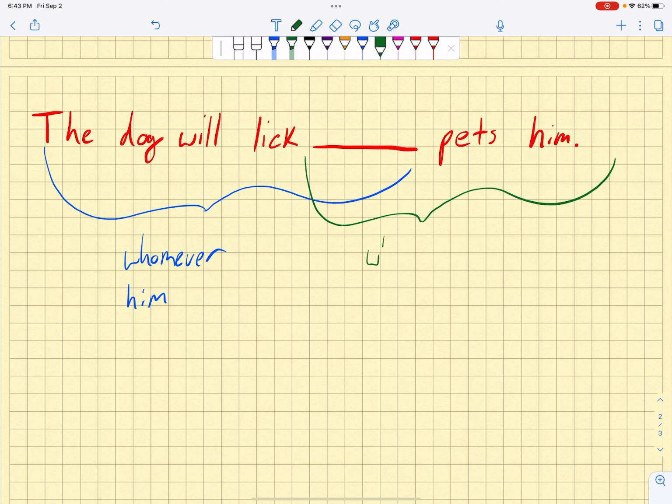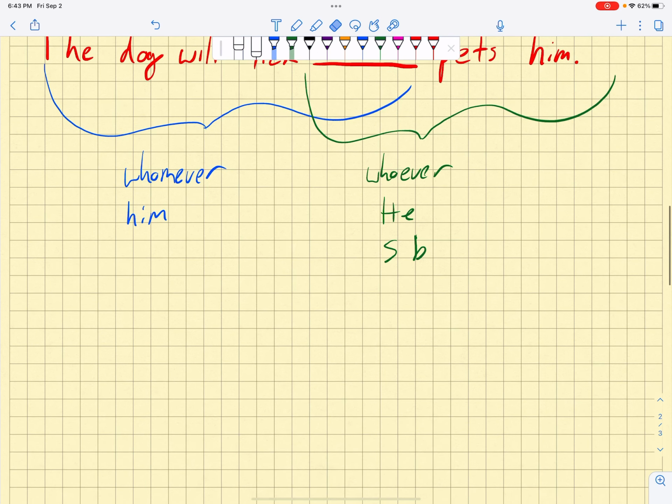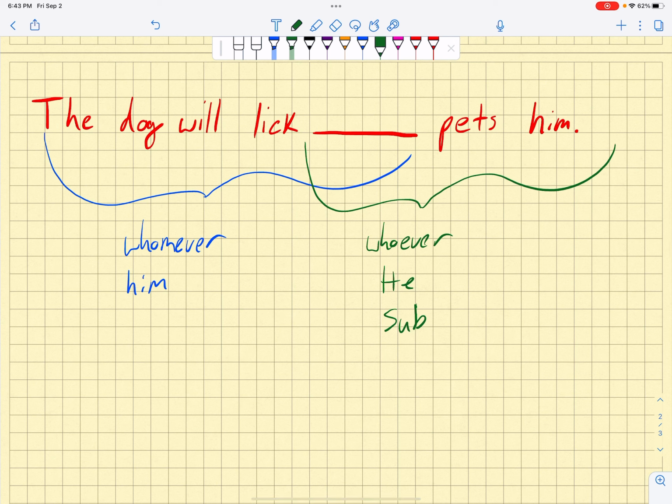Second half, now we have whoever and he. He pets him, whoever pets him. Both of those sound correct, right? These are the subjects. Let's write that correctly. And these are the objects. Once again, very simple, very straightforward. You just got to memorize it.